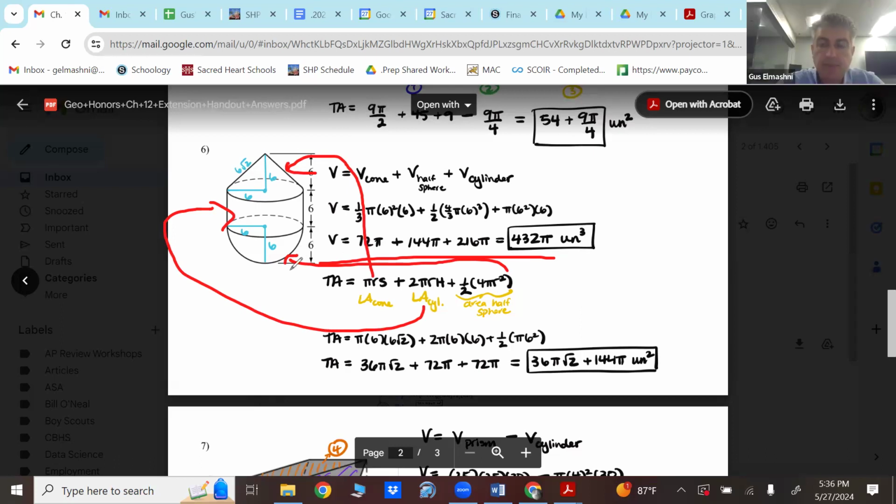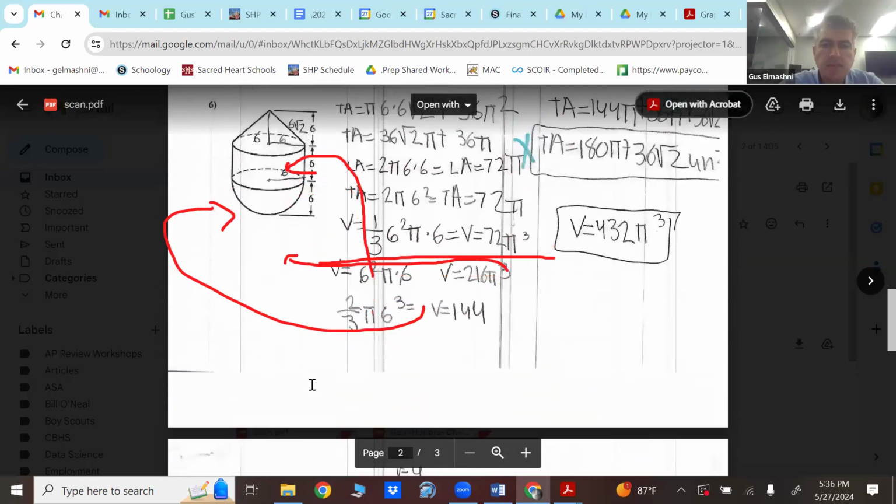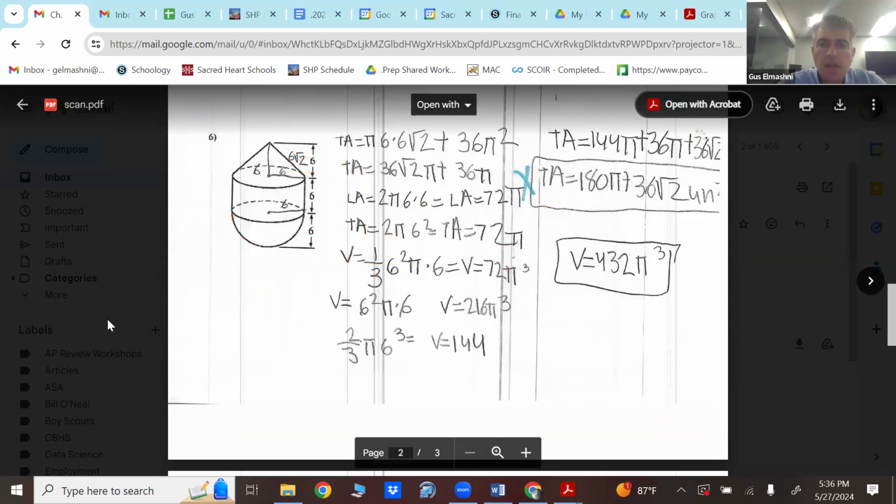You have the dimensions, right? The height and the radius are the same, and the slant height for the cone is 6 root 2. Yeah, correct. Good. Now see what you did wrong. Oh, okay. This is not exposed though. That's right here. That's not exposed.